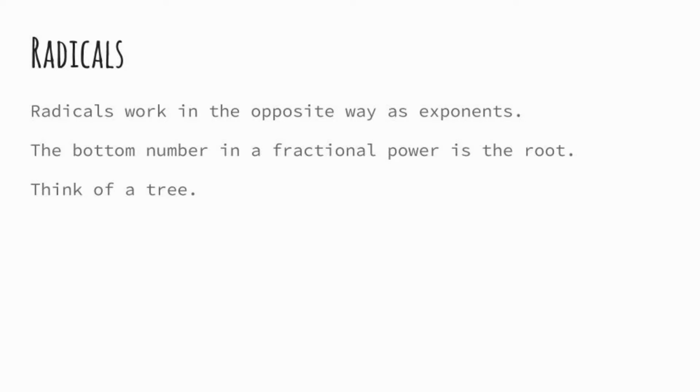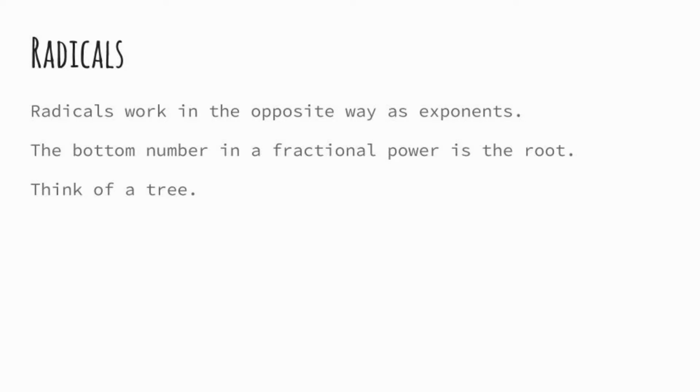Radicals can also be written as fractional exponents. Then you can use the rules of exponents. For example, square root of 2 can be written as 2 to the 1/2 power. The numerator of the fractional exponent is the power. The denominator is the root. You can remember this by thinking of how the root is on the bottom of a tree.